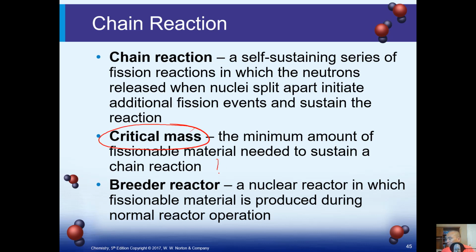And uranium-235 is the most abundant fissionable nucleus, but it constitutes only 0.72% of the uranium in naturally occurring uranium minerals, such as pitchblende.